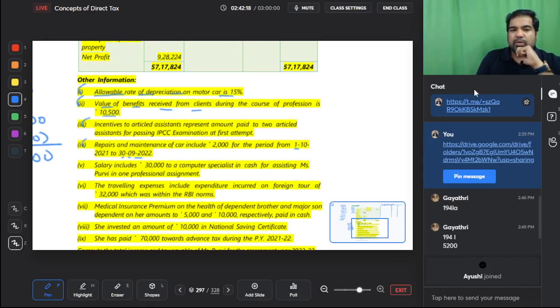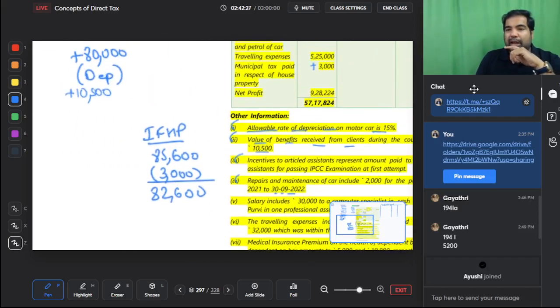Salary includes 30,000 to a computer specialist in cash for assisting Miss Purvi in one professional assignment. That is not allowed, guys. You're not allowed to pay so much in cash, even though you follow cash basis of accounting. Cash basis means payment and receipt basis. You minused it, so we'll have to add 30,000.